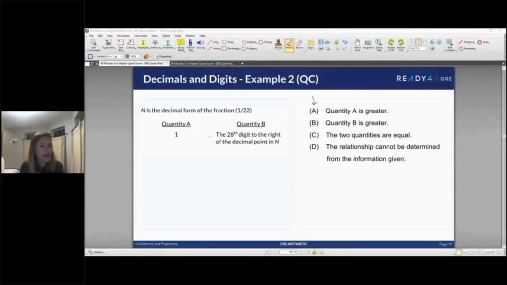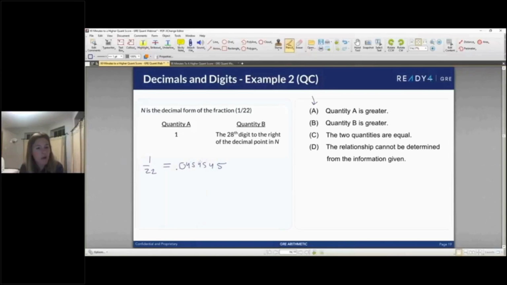Again, we have a calculator, so don't forget that. Some of the graduate exams like the GMAT, you don't get one. On the GRE, you do, so use it. If we type 1 divided by 22 into a calculator, we get 0.0454545. If you didn't have a calculator, you could do this by long division.